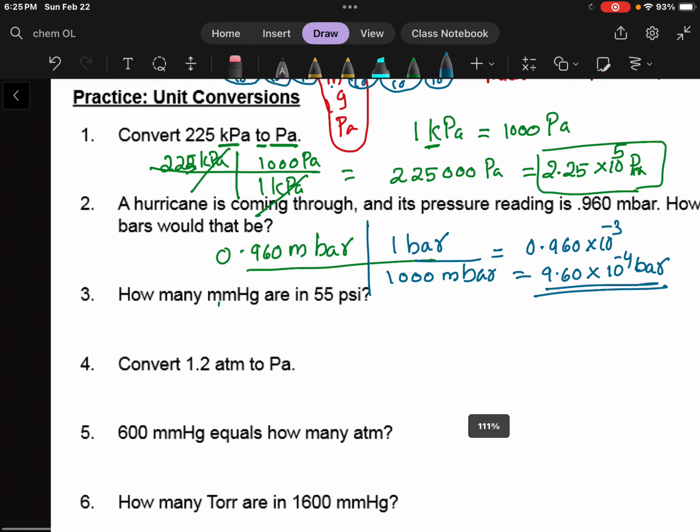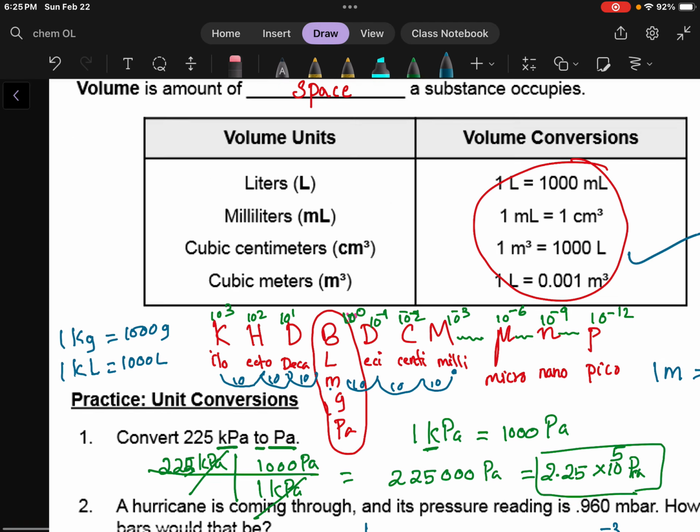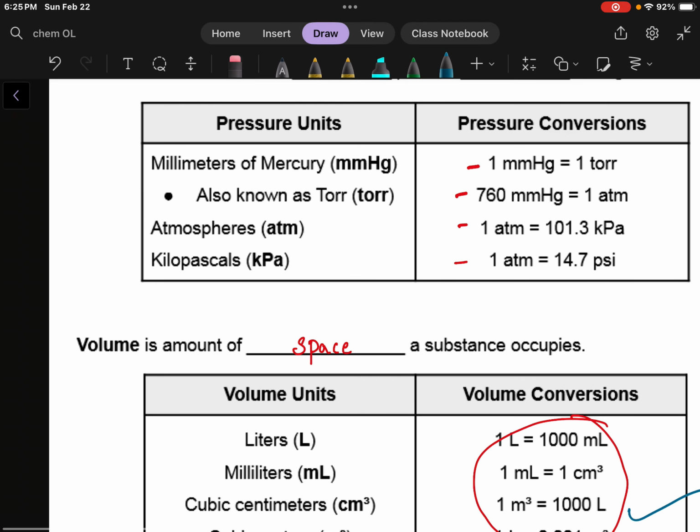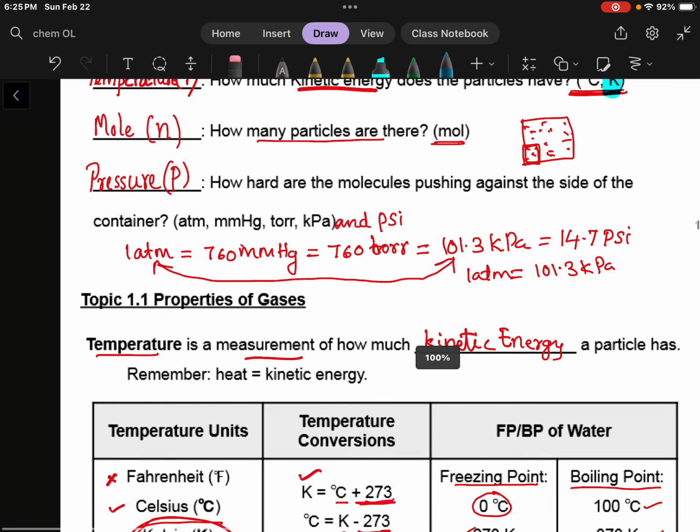Okay, that's how we are doing it. This one is millimeter of mercury to psi, and we wrote the conversion here. Millimeter of mercury is 760 millimeter of mercury. Then PSI is this, and all of these are equal to each other.